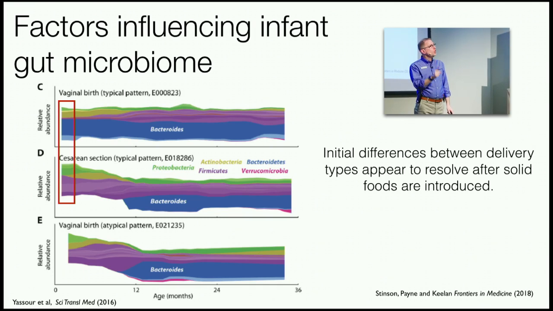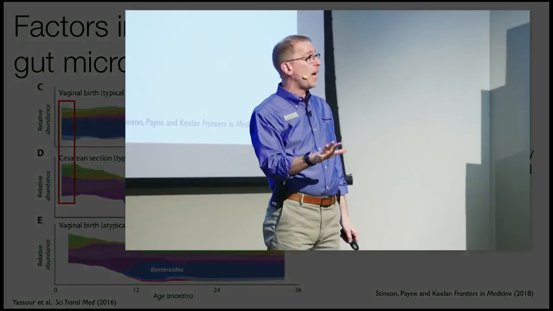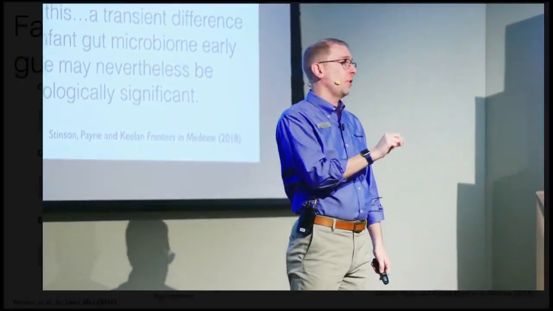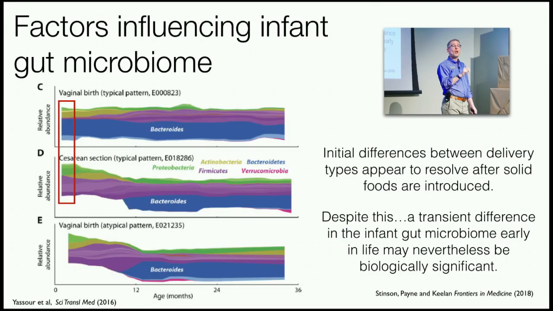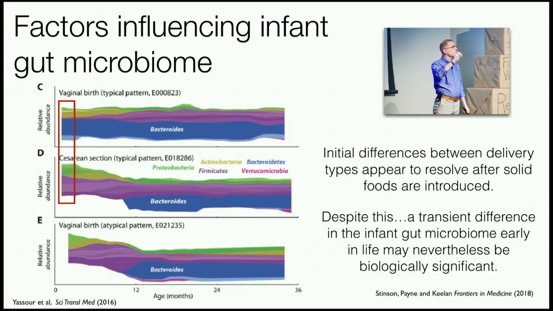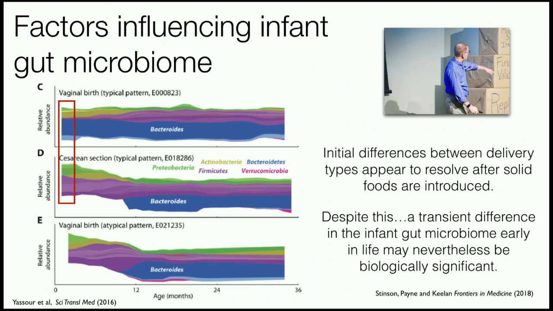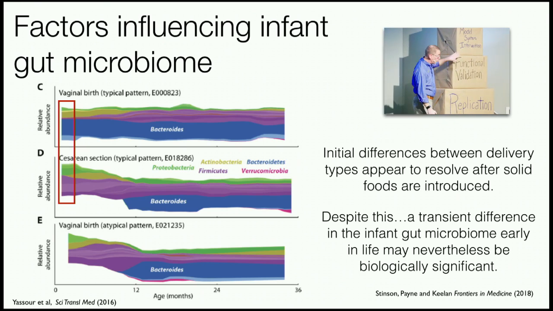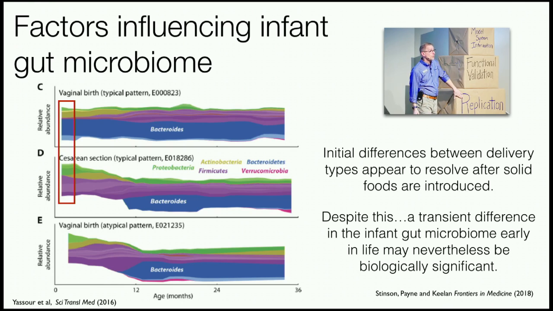About the time we shift an infant to solid food, and now there's a whole new set of nutrients in the gut that nourish completely different strains of bacteria, at that point, the difference between vaginal birth and C-section almost completely disappears. Now, that doesn't minimize the fact that there is a difference. What we don't know is if that early difference has longer-term implications or not. That requires a lot more study, and we still can't even fully get the right answer here.